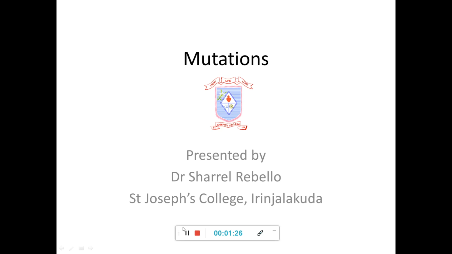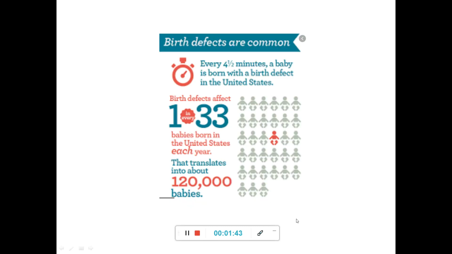So now, what is the reason behind this? That's what we're going to analyze on the basis of mutations. In the US, they say that every 4.5 minutes a baby is born with a birth defect, and one in 33 babies each year has a birth defect. Of course, the statistical evaluations available in India are not that many, so that's why I took the US as an example here.